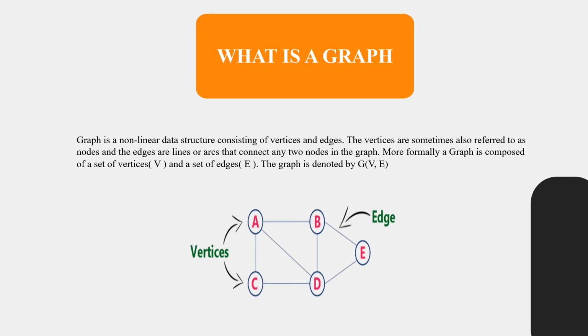So what are vertices? Vertices are the fundamental unit of the graph. Sometimes vertices are also known as vertex or nodes. It is possible to label or not label each node or vertex.